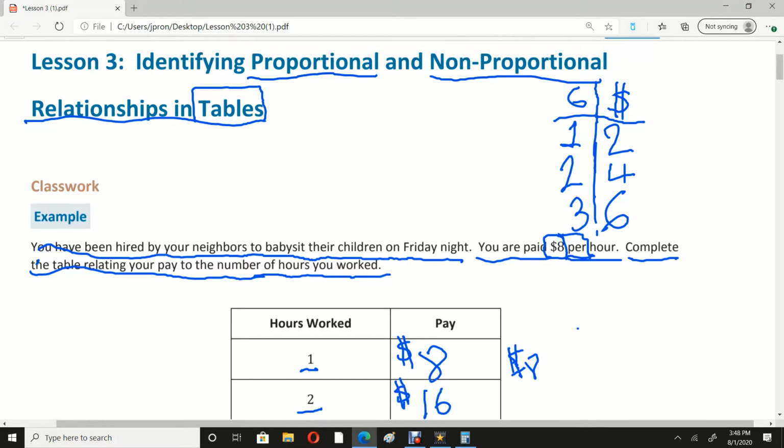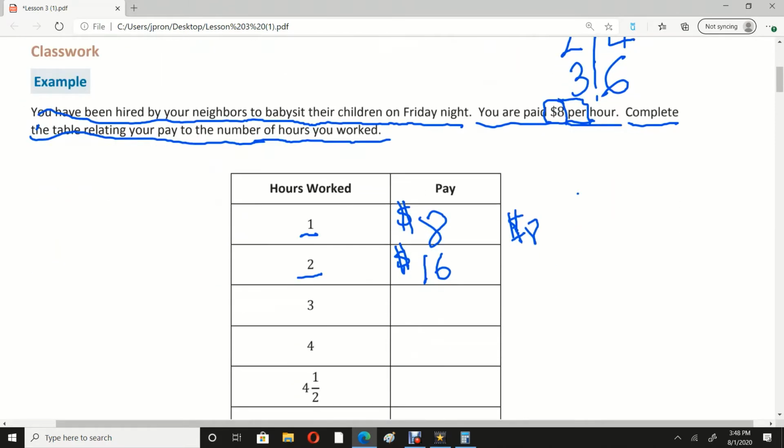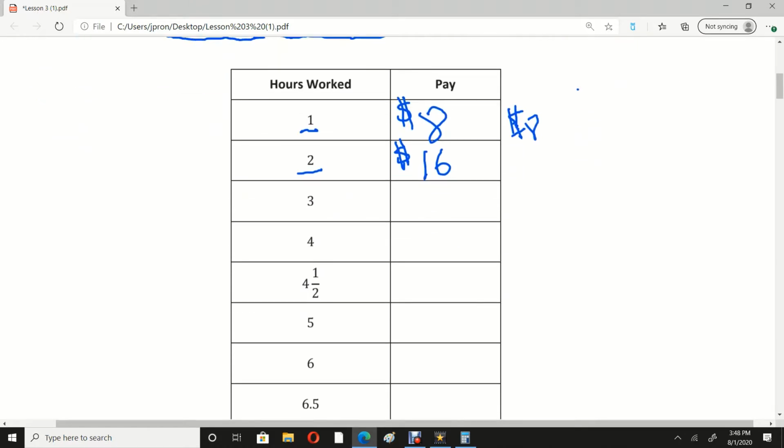All right, so from here, you're going to spend some time, and if you're working in your workbook, you already know that there's a few more blank spots for you to fill out. So on the left side, they give you the number of hours, and you are going to calculate pay based on the number of hours. I'm going to give you 2 minutes to work through this. All right, the timer starts now.